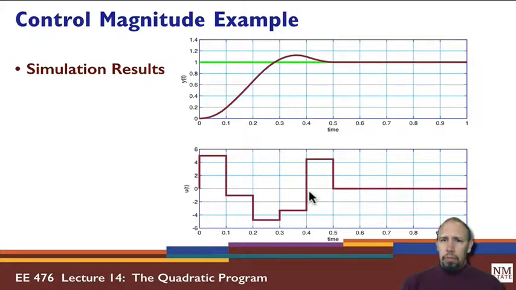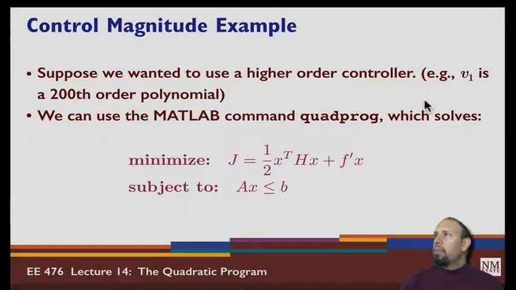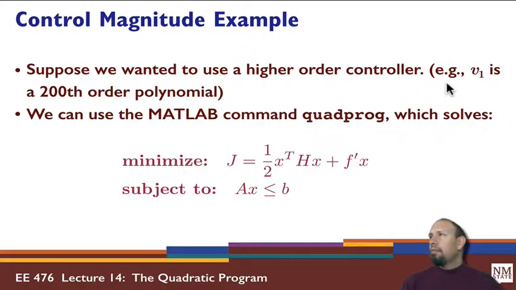Now, suppose we had gone to a higher order solution. For example, suppose we wanted to go up to, say, v1 is a 200th order polynomial. Well, as you can tell, that's going to be a bigger problem to solve. Clearly not something we can just look at by plotting like this. And so that's where we would want to use something like MATLAB's quadprog, which again solves this kind of quadratic optimization problem.